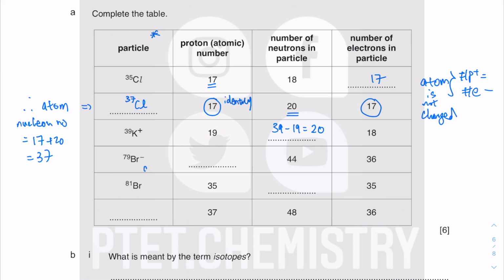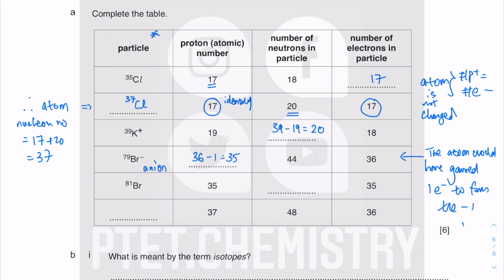This is an anion. It's a negatively charged ion. It's a minus 1 ion, so you have gained 1 extra electron. So your total number of electrons is 36 now, but in the atom, it would have been 35. So it should be 36 minus 1, which is 35, because the atom would have gained 1 electron to form the minus 1 anion. Now you have 1 extra electron than this, therefore you have a minus 1 charge, okay?